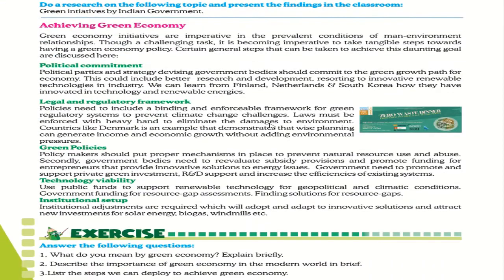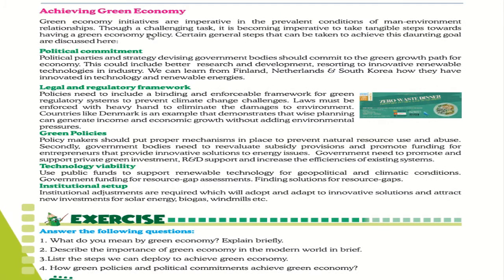How could we achieve the green economy? Green economy initiatives are imperative in the prevalent conditions of the man-environment relationship, though a challenging task. Okay, so there are various general steps by which we could achieve this daunting goal. Let's discuss political commitment. Political parties and the government bodies devising strategy should commit to the green growth path for the economy. This could include better research and development to innovate renewable technologies in the industries.